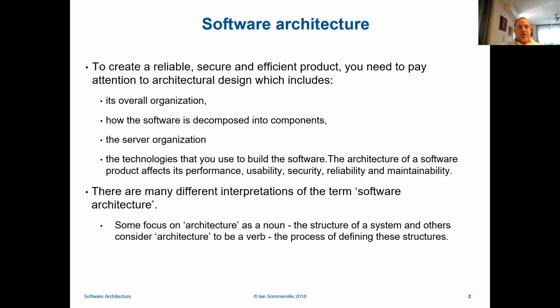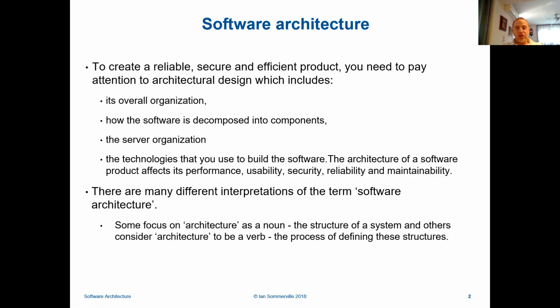You need to pay attention to its overall organization, how the software is decomposed into components, the server organization, which is what we talked about before, and the technologies that you use to build the software. The architecture of the software product affects the performance, usability, security, reliability, maintainability. Okay, the technologies. Now, you're going to use Java, you're going to use C++. So, one might be faster than another.